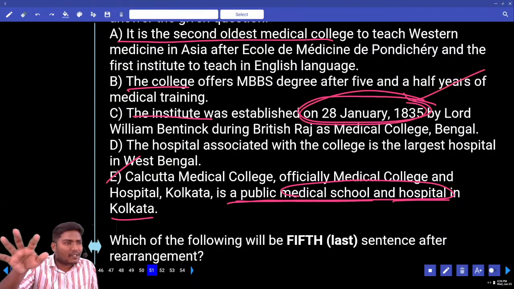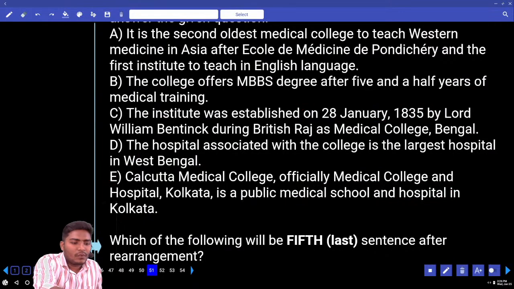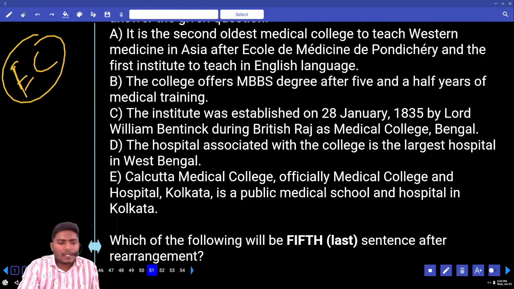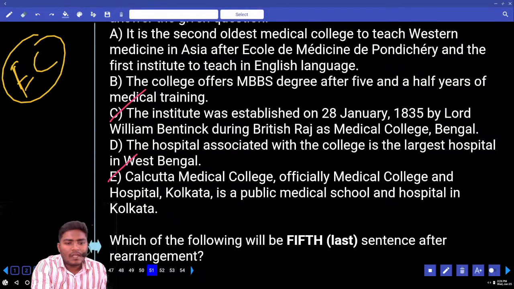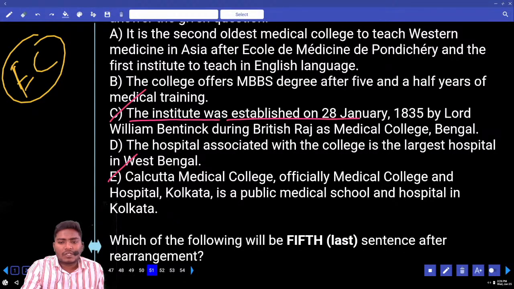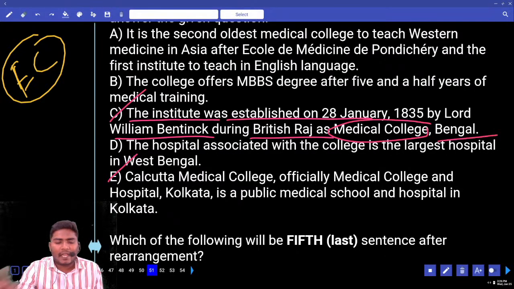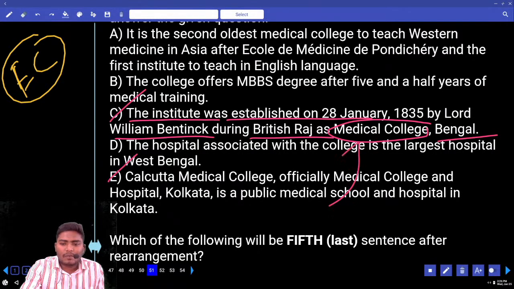First, the established timing. So we can go with the combination of EC. This is one pair. Okay, E is out, C is out. Next, what can we add here? Once look at C. The institute was established on 28 January 1835, by Lord William Bentinck during British Raj as Medical College, Bengal. This was established by this guy as a medical college. Now tell me your answer.